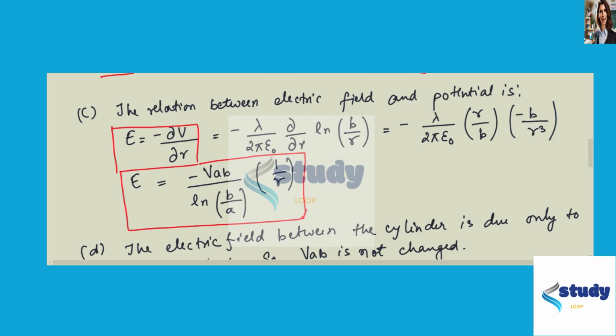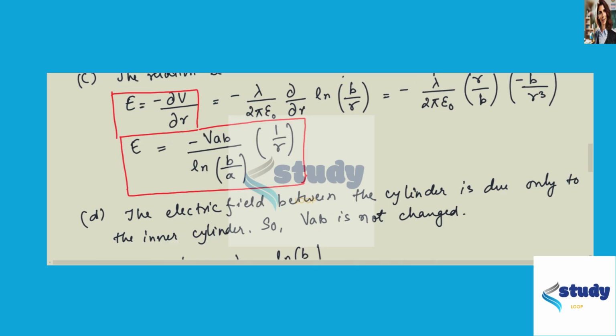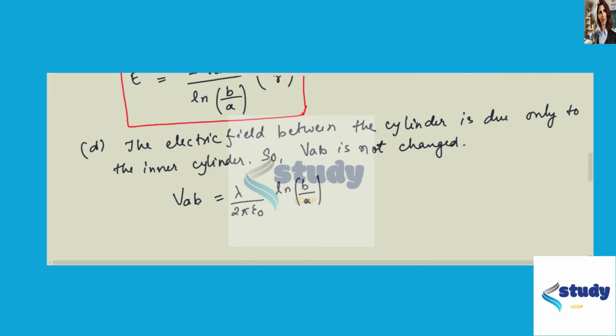Now for part D, it is asked what is the potential difference between the two cylinders if the outer cylinder has no net charge. Then it will be simply V_ab equals lambda by 2 pi epsilon naught ln b by a. So this is how we solve this problem.